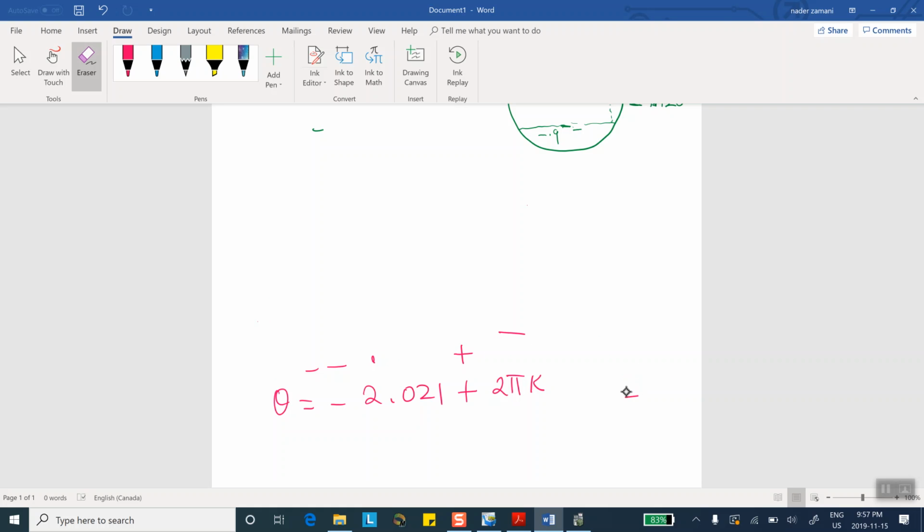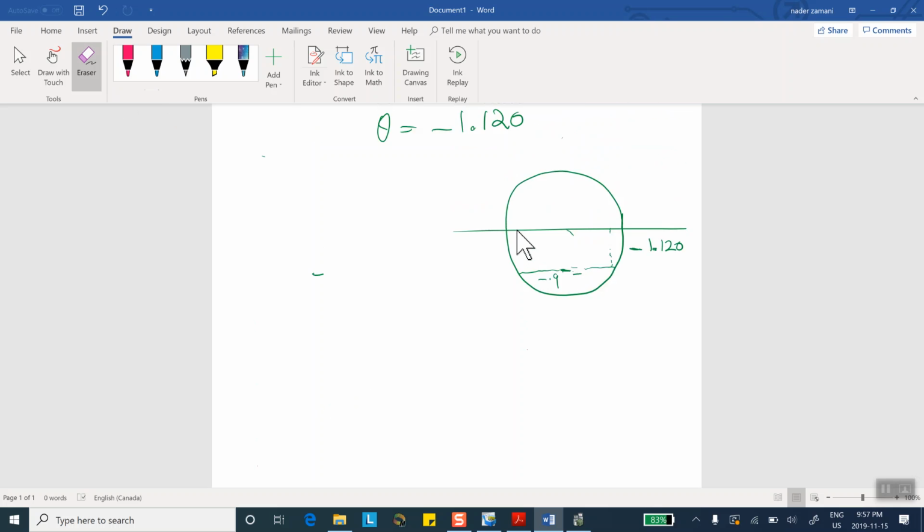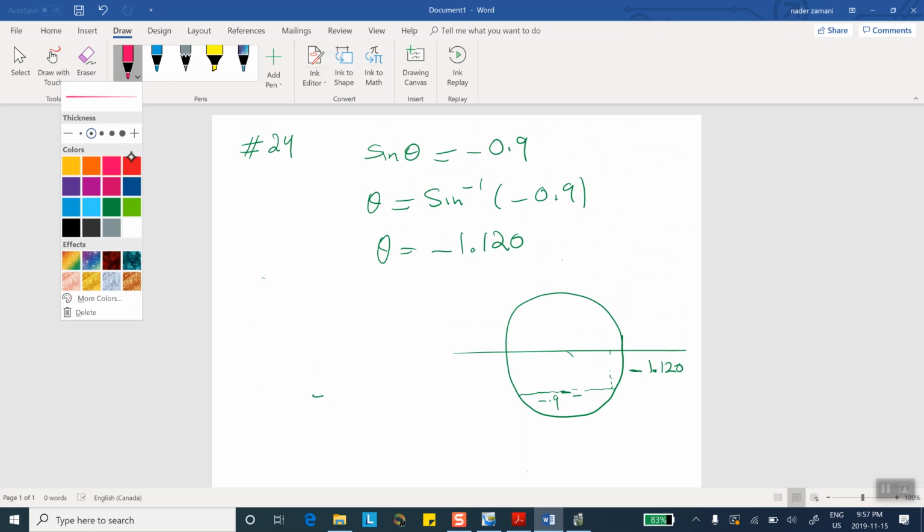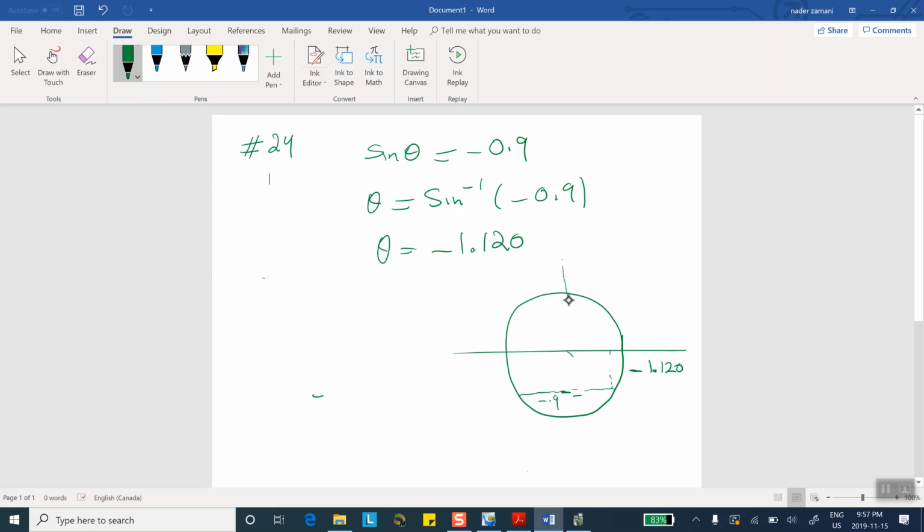Now, if you're overwhelmed, that's okay. Just move on to the next problem, next video segment. But if you are still with me, let me show you how else I could have done this problem. So here was the trig circle. Minus 0.9, so I got this. Now, the angle that the calculator spit out is this. That is correct.